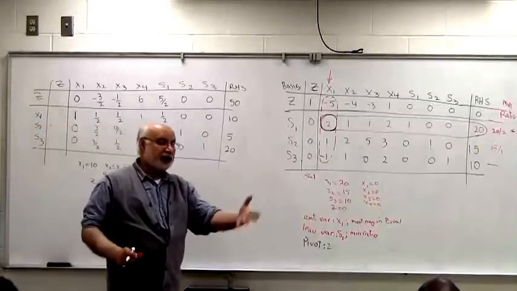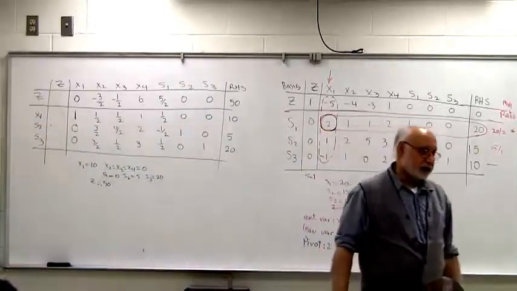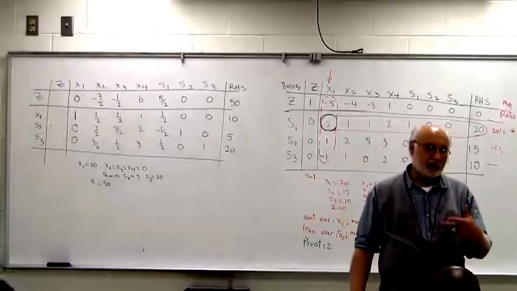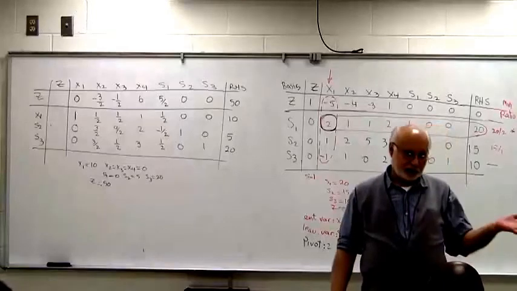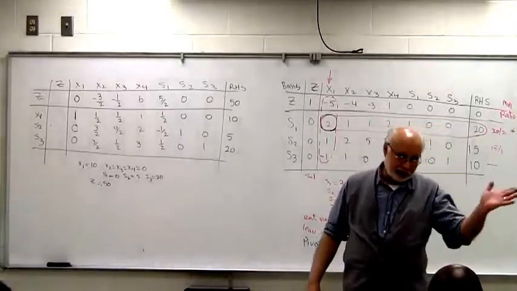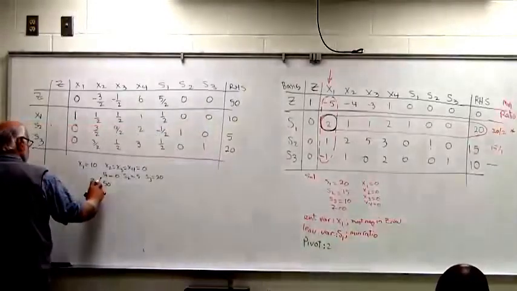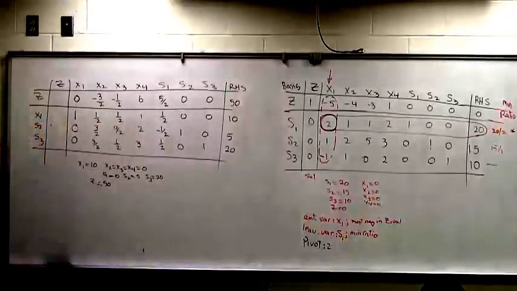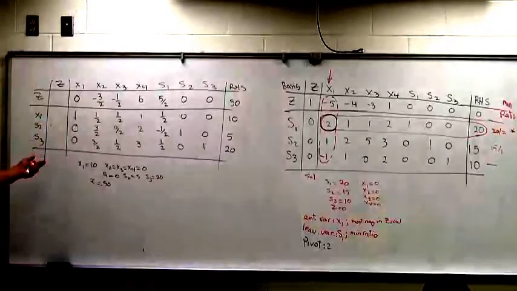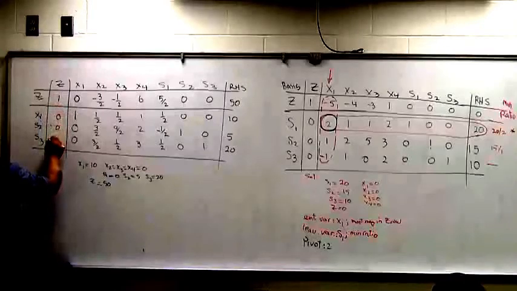Now look at the original objective function. It says Z equal 5x1. 5 times 10 is 50. And the rest of them are 0. So that is the solution. That is the solution of this tableau. And Z, of course, is always just like that.